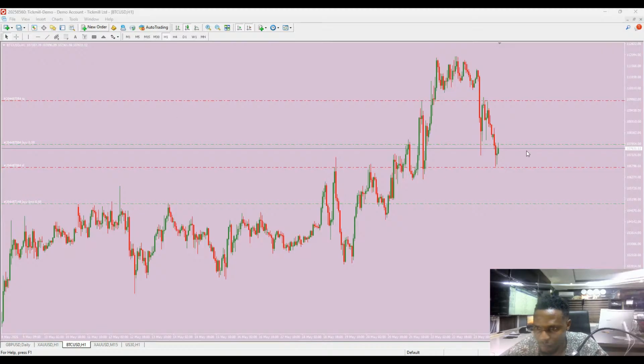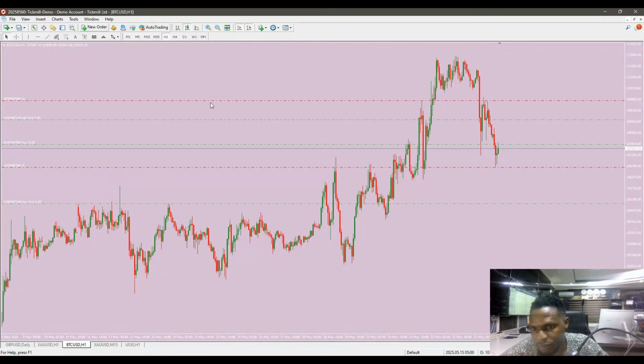The price will be above the CMP for sell limit. CMP is 107, so we are picking 109,000. Then we'll place our sell limit. You can see we are saying once price gets here, it should change direction and come down. That's sell limit, and buy limit.